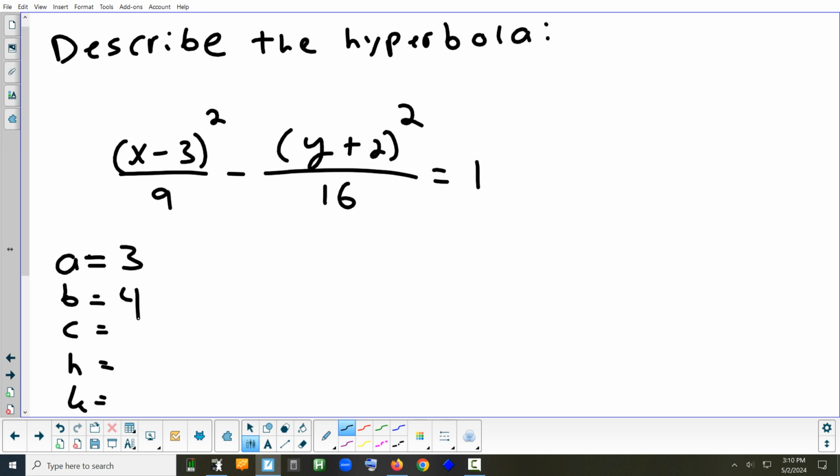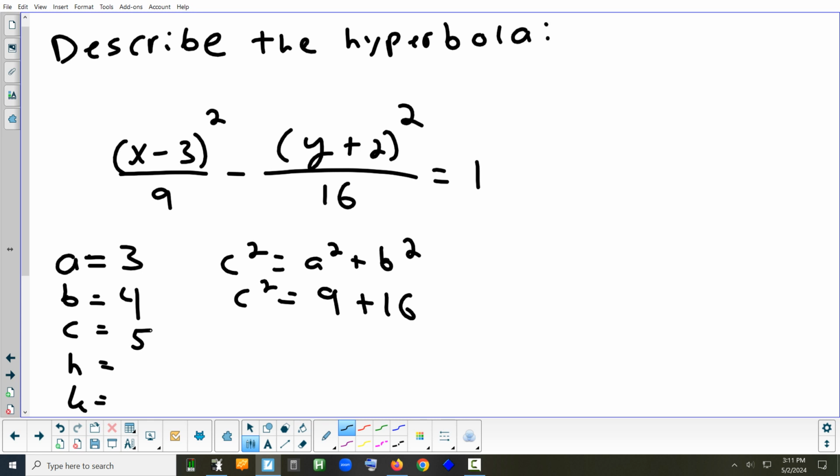And then c. What's our formula to find c for a hyperbola? Yep. c squared is equal to a squared plus b squared. All right, so c squared equals 9 plus 16. So what is c going to be? 5. Yep, c is going to be 5. Usually c doesn't come out to a nice number. We would leave it as a square root if it didn't. But it did.